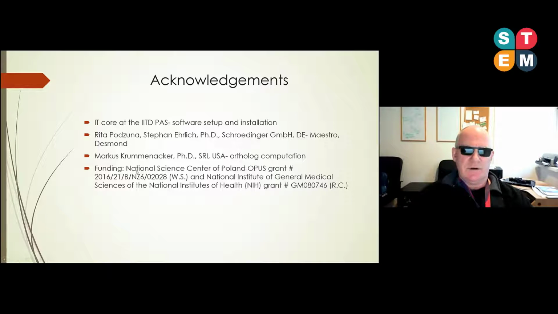And of course, the funders we would like to thank. This is the National Science Center of Poland, Opus grant. It was awarded to me. And the other one is the National Institutes of Health, awarding a grant to Ron Caspi for his work on the in silico reconstruction of different biosynthetic pathways.